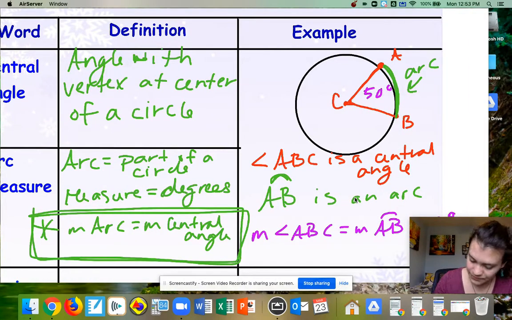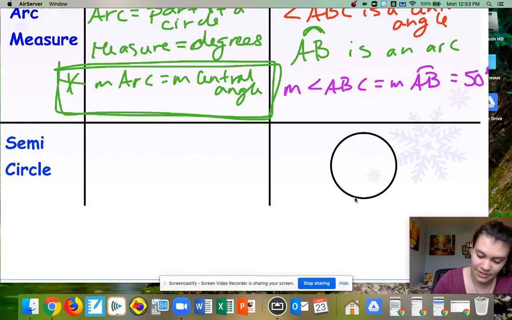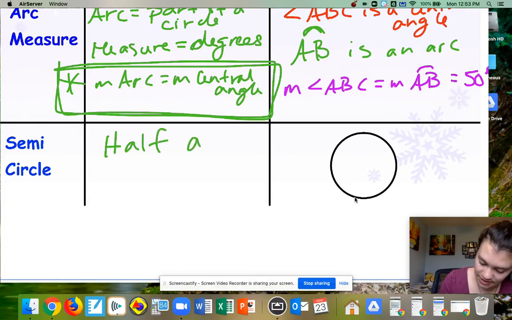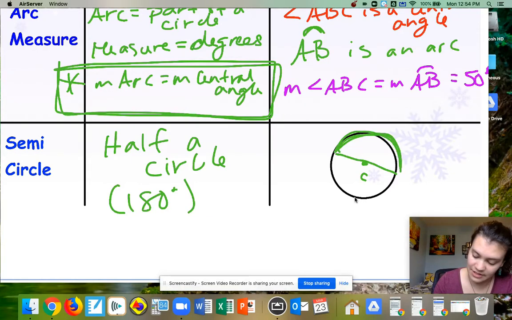All right. So the next one is a semicircle. A semicircle is exactly half a circle. So 180 degrees, half a circle. So you have the center still be here, and you're going to come all the way across and go like this. So this would be your semicircle. You have 180 degrees. This is your diameter.